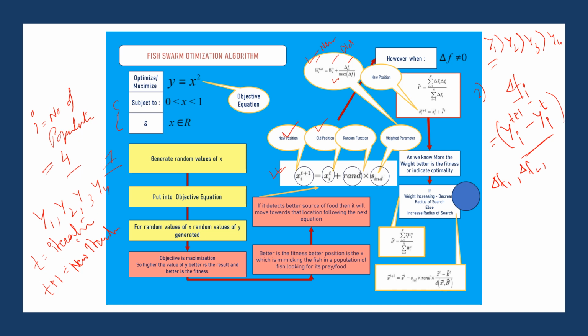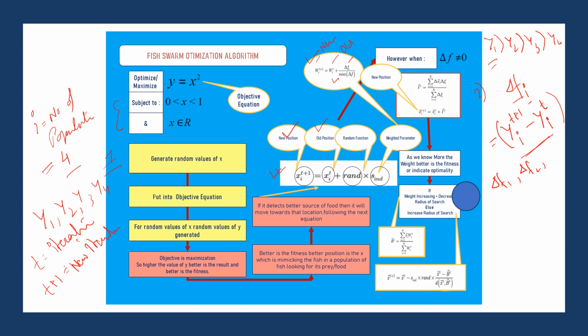And the above one is the del F at i. So numerator is del F and denominator is maximum of all del F. It will be added with the old weightage to get the new weightage.